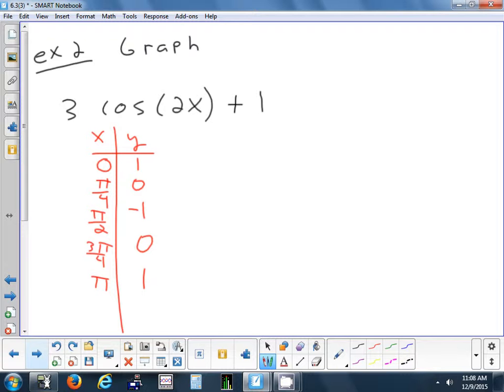Right, so that one is cosine 2x, I'll just label it. Okay, what's my next step? Yep, deal with the vertical stretch. And in this case, which number is that? That's the 3.